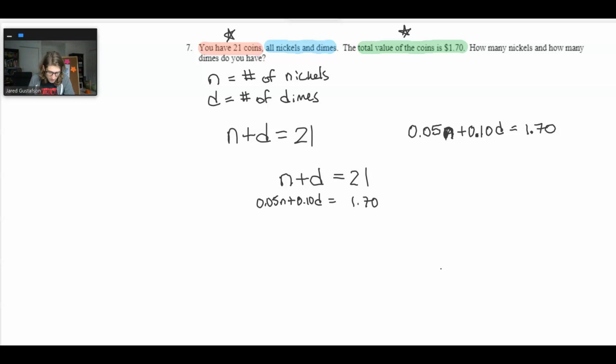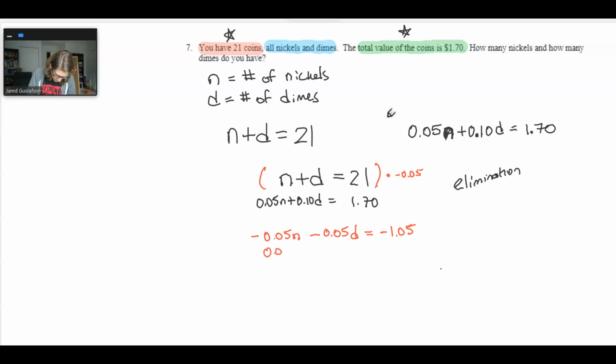I think I'm going to do elimination. I like elimination. So I'm going to multiply the top equation by one of the numbers in front of D or N to make them match, but I'll do it negative-wise. So maybe I'll do times negative 0.05. So we get negative 0.05N, minus 0.05D equals, and again, this is a good calculator question. I don't know what this is off the top of my head. Negative 1.05.